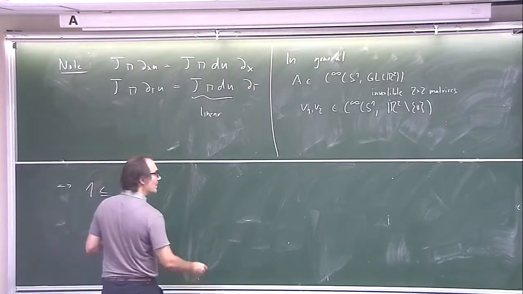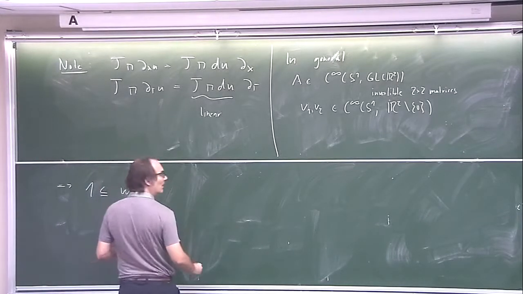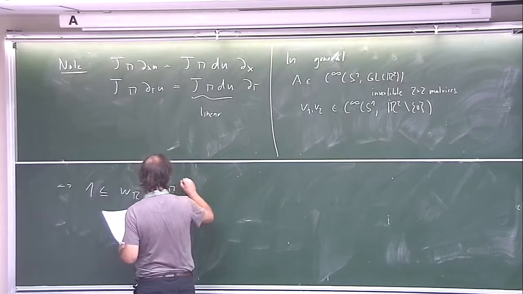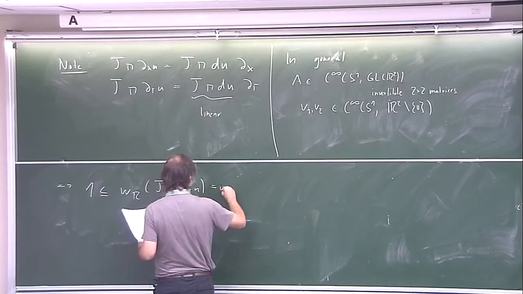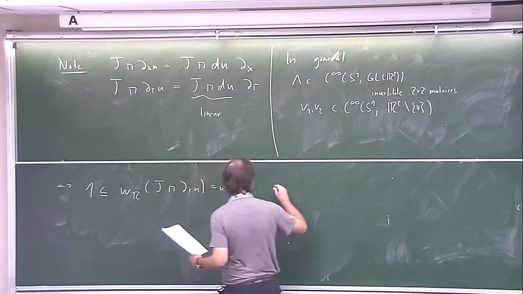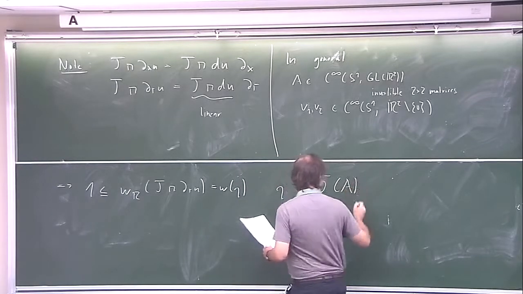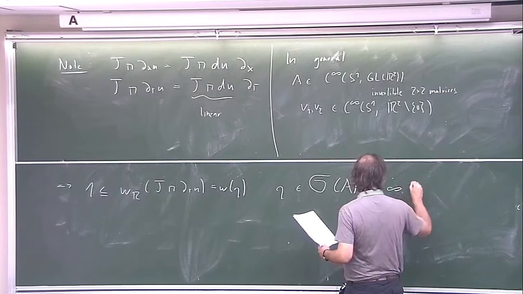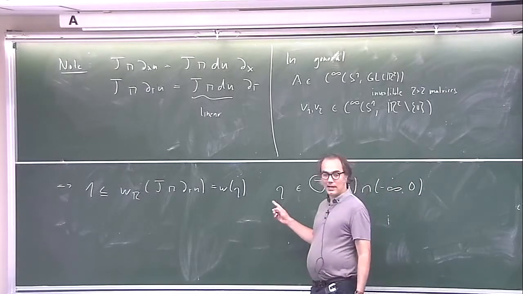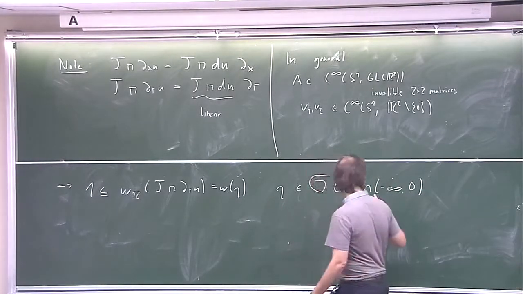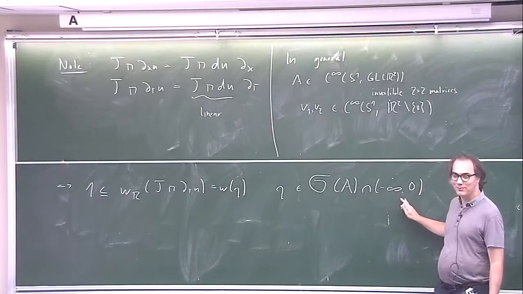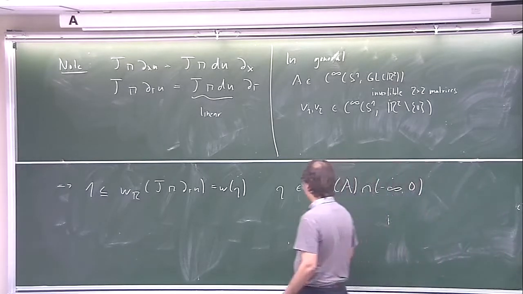w eta, where eta is the asymptotic eigenvalue, and this is negative. We all know that eta is negative. So this is the asymptotic eigenvalue.